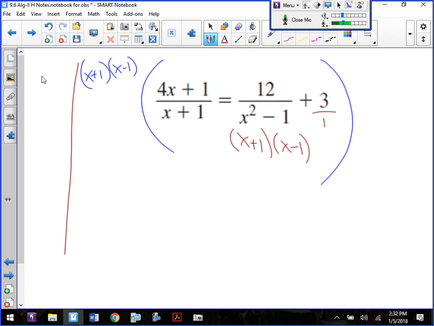it goes back to the same idea: that first fraction has the x plus 1, so it needs the x minus 1. So you have 4 times x plus 1, x minus 1. The fraction in the middle has them both. So what do I write? 12. And then the fraction on the far right needs them both.